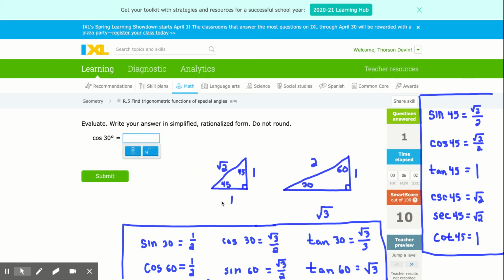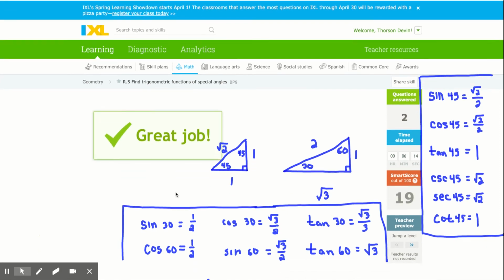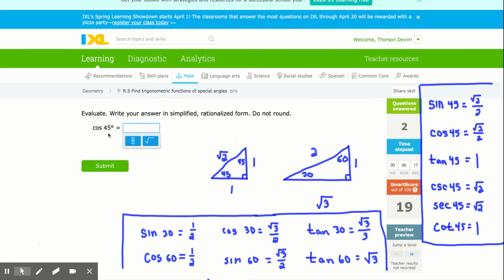Oh, wow, they even kept them all there. That's really nice. So now you can find the cosine of 30: square root of 3 over 2. So I do a fraction, square root of 3 over 2, just like that. Cosine of 45 is adjacent over hypotenuse, 1 over the square root of 2.